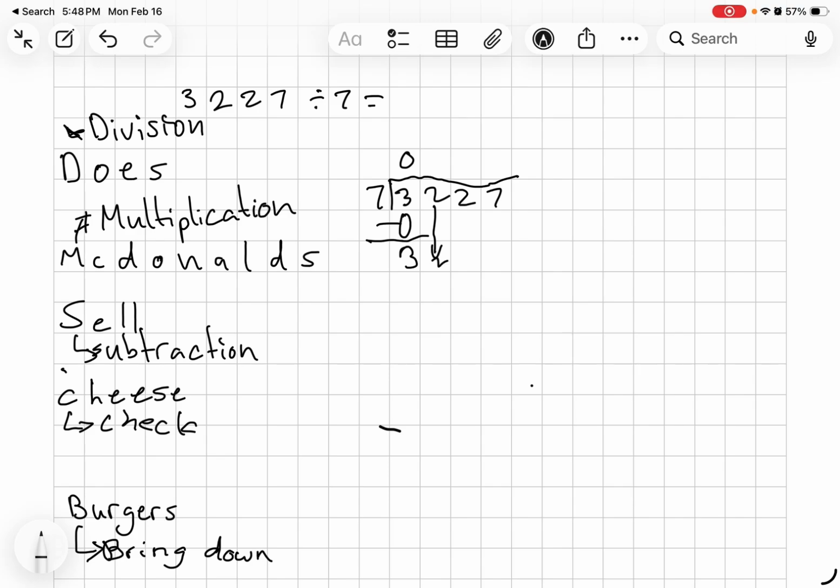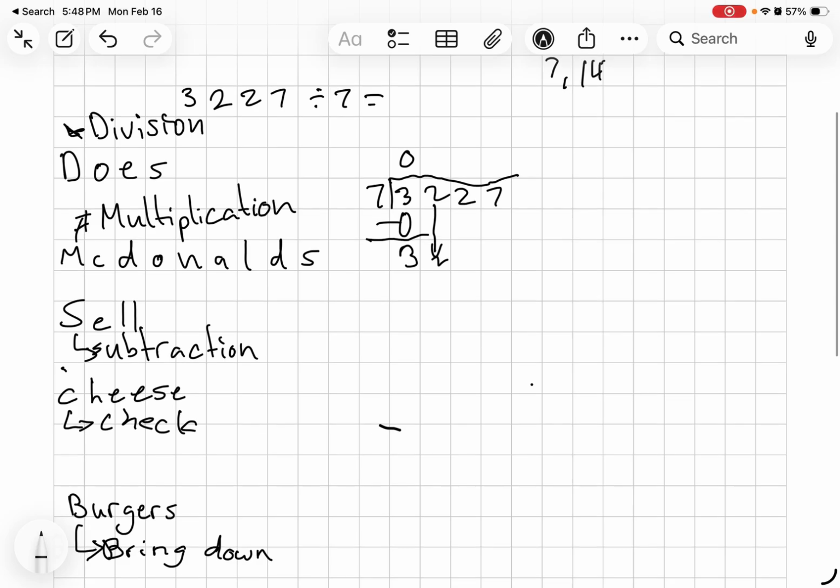We have 32. Now, to make this a lot easier for us, we'll make a grid of the 7s. 7, 14, 21, 28, and then 35. Okay? So 35 is bigger than 32, so we can't do that. We have to do 28. And that is 1, 2, 3, 4. 7 times 4 is 28. So we put a 4 here.